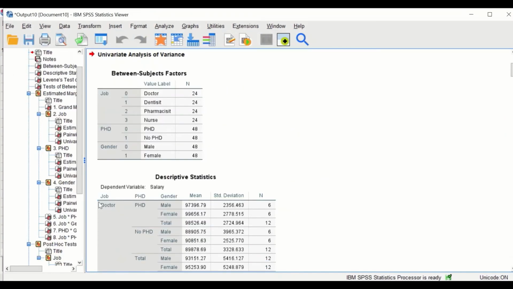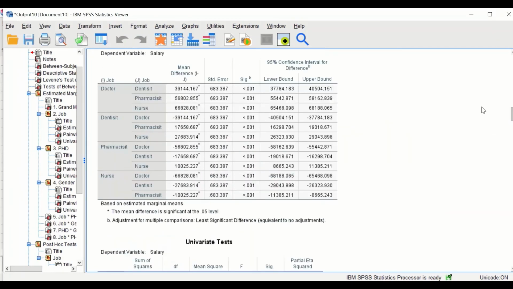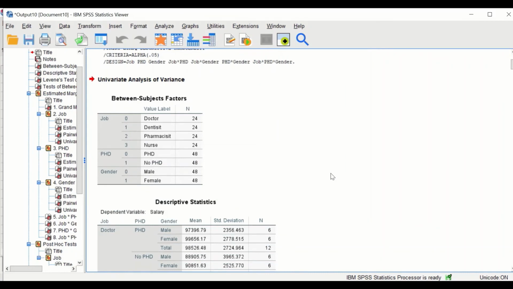SPSS will generate several tables and plots toward the end. The first table shows the number of cases included in each factor with its sub-levels, as we have here for the job factor, 4 levels, and there are 24 participants in each group. PhD, 2 levels, and there are 48 participants in each group, and gender, 2 groups, male and female, and they have 48 in each group.